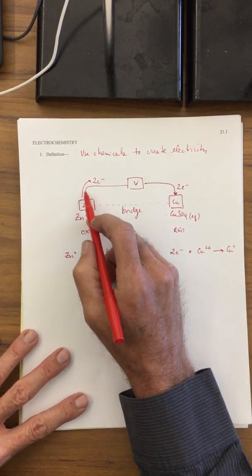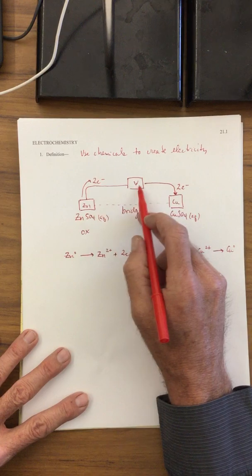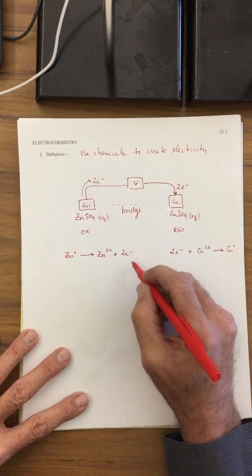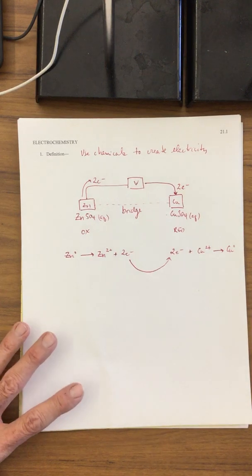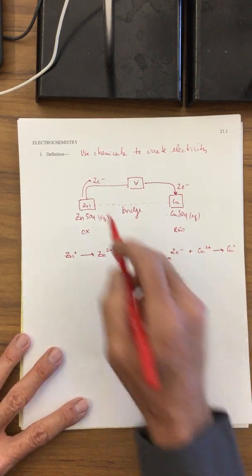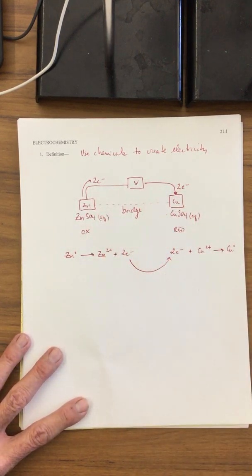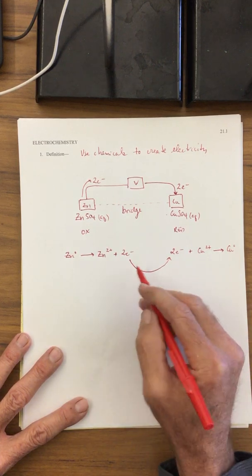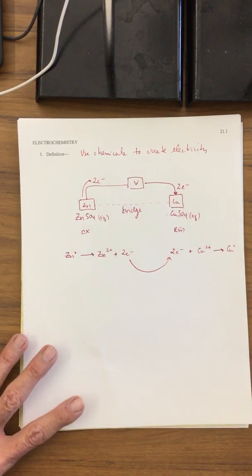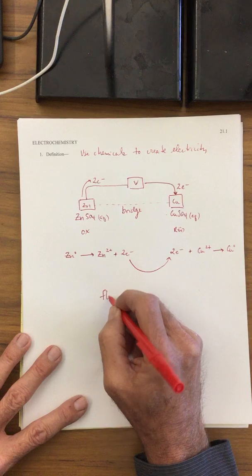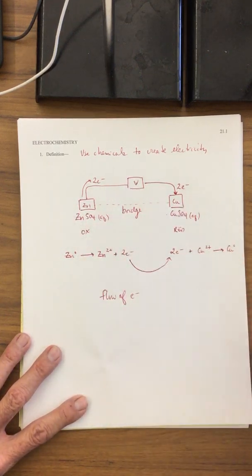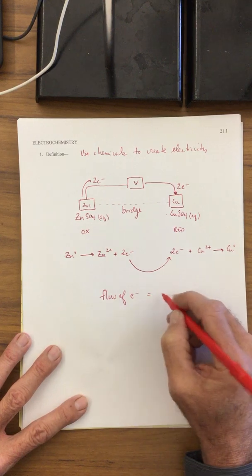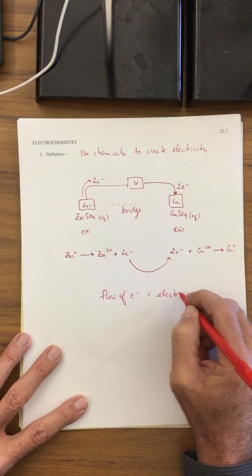So what we have is these 2 electrons that are leaving, flowing through the voltmeter, coming in. I'm going to just draw a curved arrow over here. These are the same 2 electrons. The 2 electrons that come out are the 2 electrons that are coming in. And what we have is this movement of electrons, this flow of electrons.